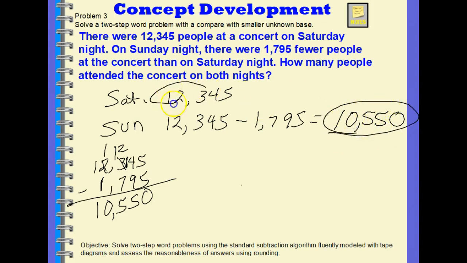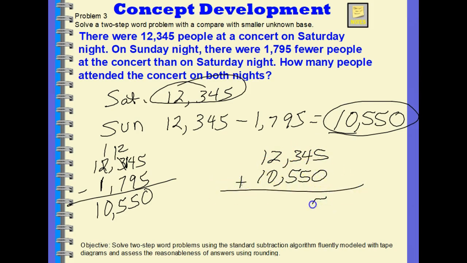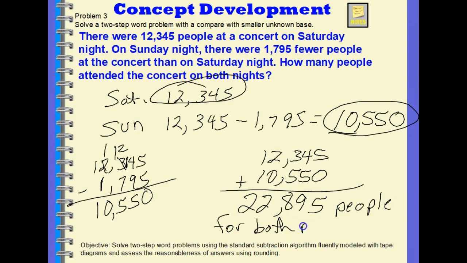So we have this plus this. So 22,895 people for both nights. I don't like that. I'm going to say 22,895 people altogether.